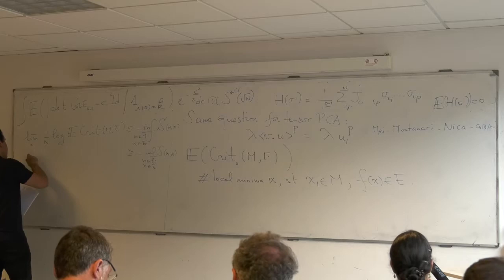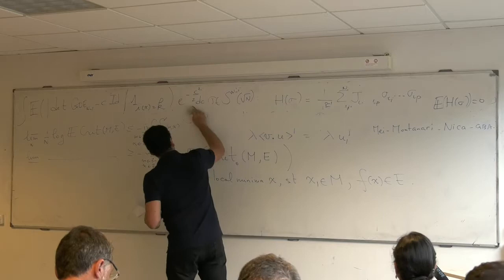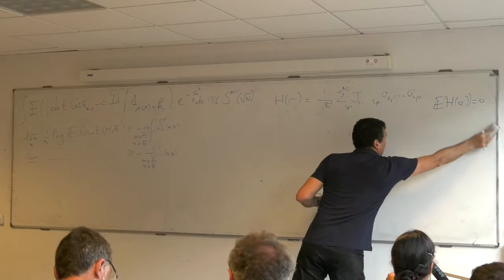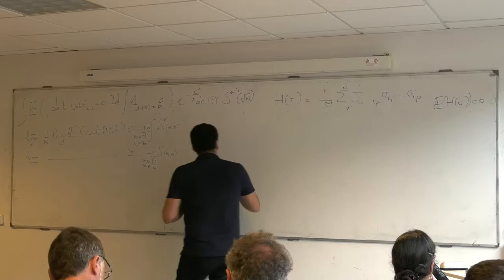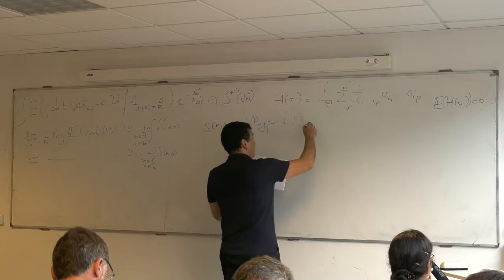All right, so this gives you this exponential complexity, if you can know what the function S is. And the function S is a big mess. So bear with me. S of M and X is 1/2 of log of p minus 1 plus 1, if I'm not mistaken, plus 1/2 of log of 1 minus M squared.